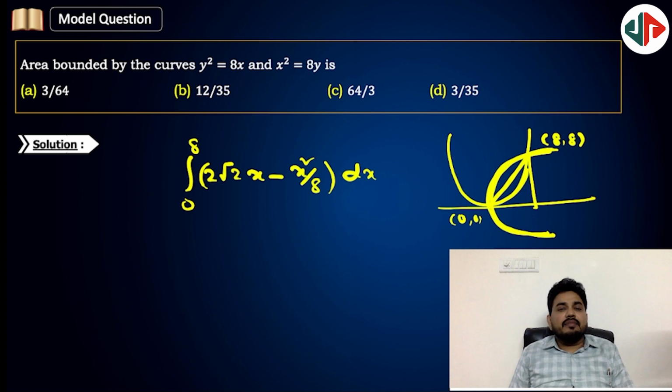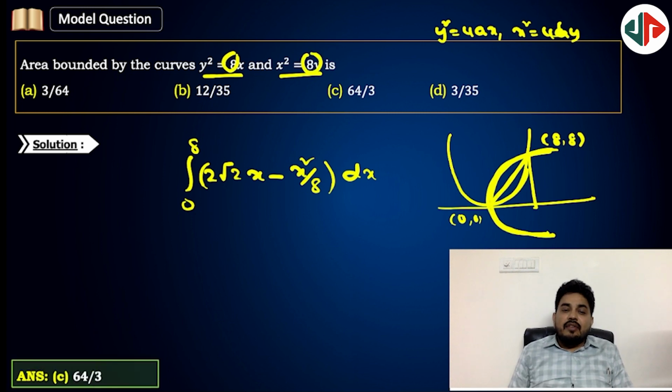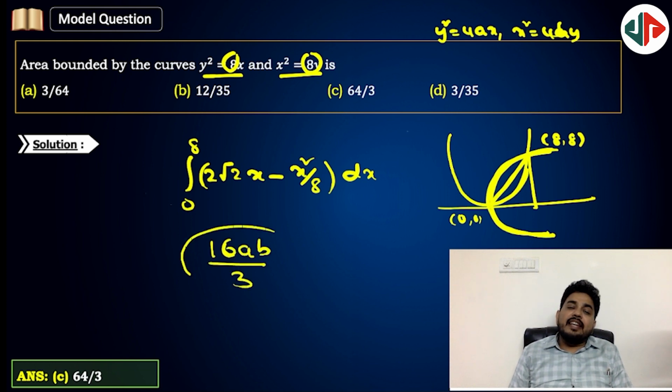You can take this one directly. Actually, if you have the formula, y square is equal to 4ax and x square is equal to 4ay or 4by, the answer is going to be 16ab by 3. That means 8 into 8, 64 by 3 is the answer. So 16ab by 3 is that area.